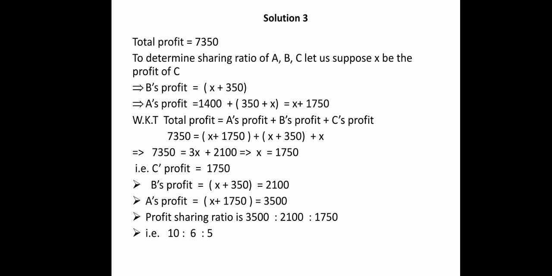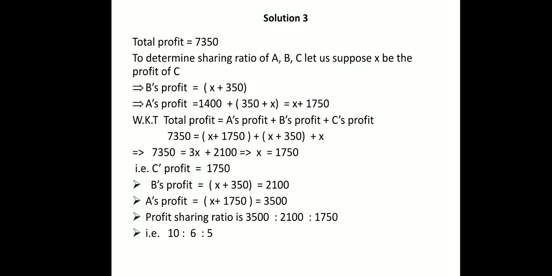How do you do this? Have you tried? See what is given. Total profit is given. Total profit is 7,350. So what do you have to do? What is to be determined here? To find A's share and also find the profit sharing ratio of A, B and C.